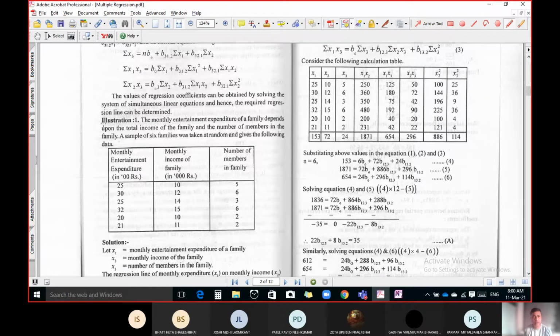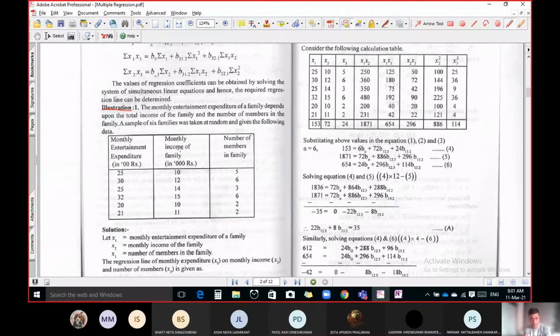See illustration 1. The monthly entertainment expenditure of a family depends upon the total income of the family and the number of members in the family. So expenditure on entertainment depends on the income of the family as well as the number of members in the family. A sample of 6 families was taken at random and gives the following data.